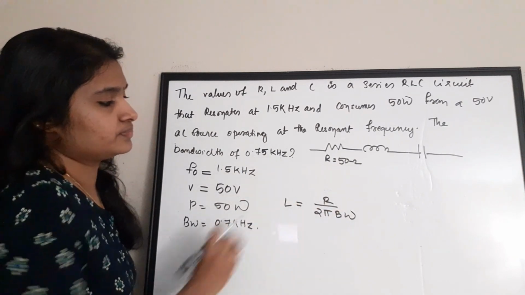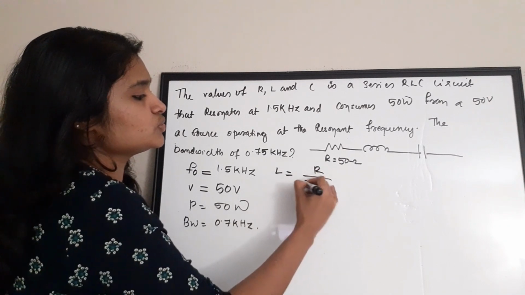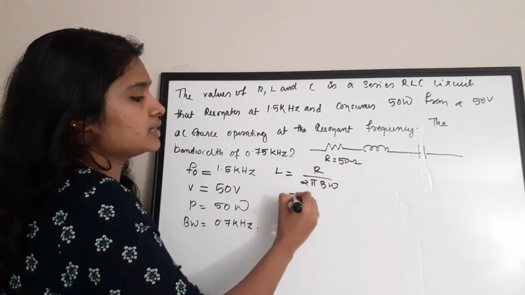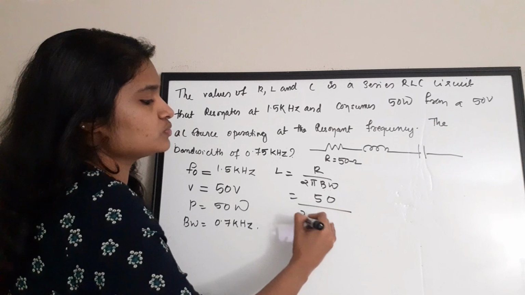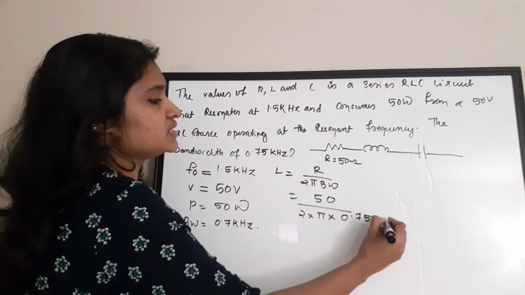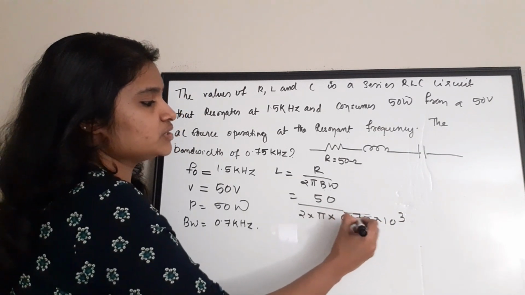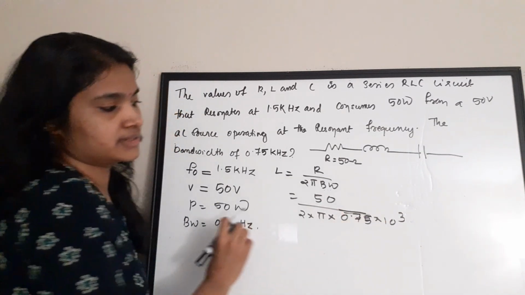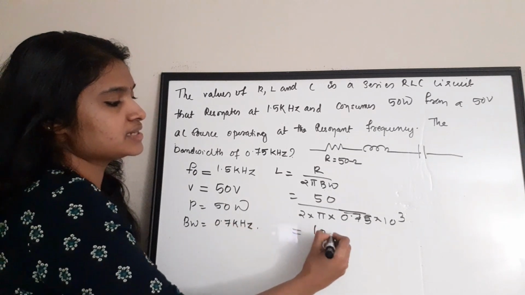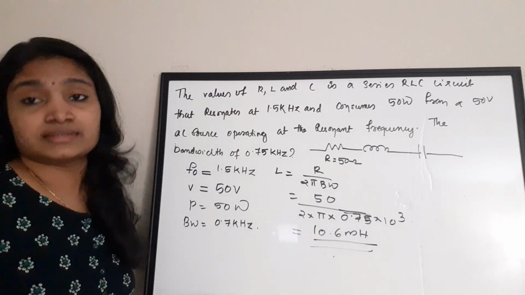So, I'll write it above. L is equal to R by 2 pi bandwidth. R is 50 by 2 into pi into bandwidth, which is 0.75 into 10 raised to 3. So, this is the sum we need to solve to find the inductance value, and if you solve it, you will get 10.6 millihenry as the value of inductance obtained.